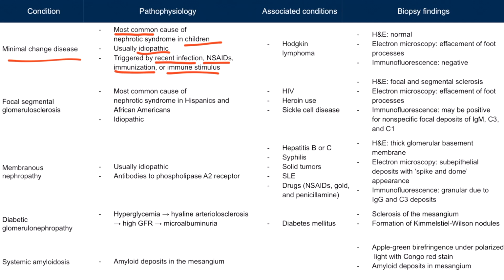Minimal change disease is also associated with Hodgkin lymphoma. That's because Reed-Sternberg cells in Hodgkin lymphoma release cytokines. And why are cytokines important? Because they damage the podocytes and cause nephrotic syndrome.